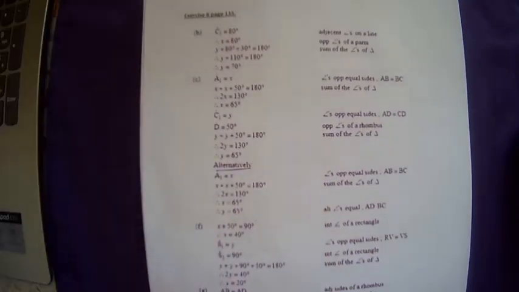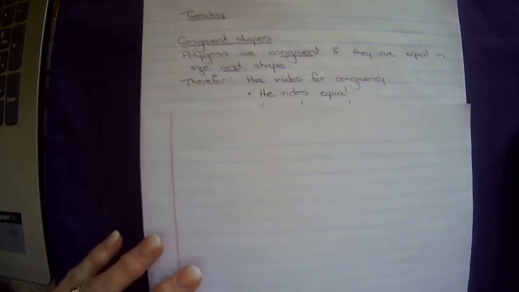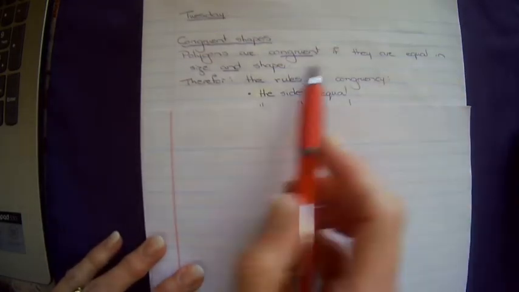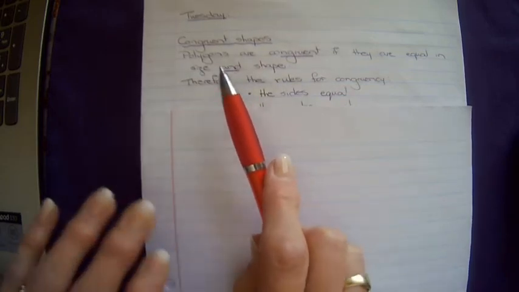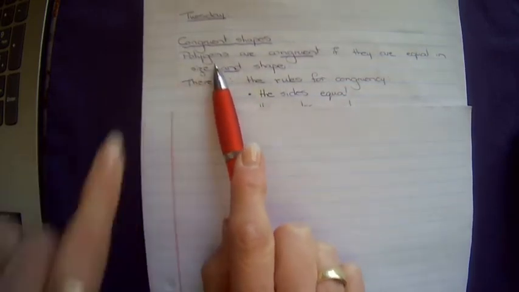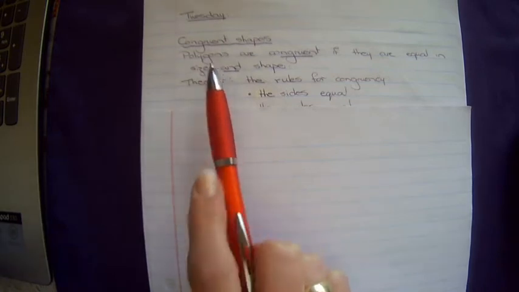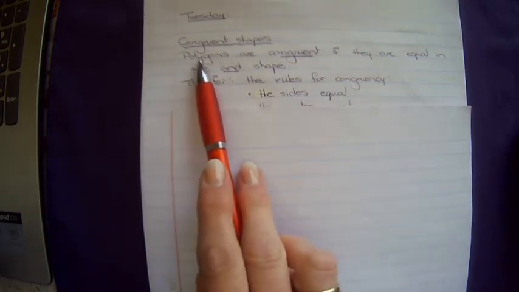Right, I'm going to start with a new one for today, and this is congruency. Now, congruent shapes are always equal in size and in shape. So if I say any polygon, and a polygon is anything with 3 or more sides, poly means many.